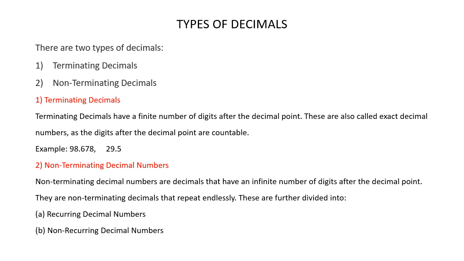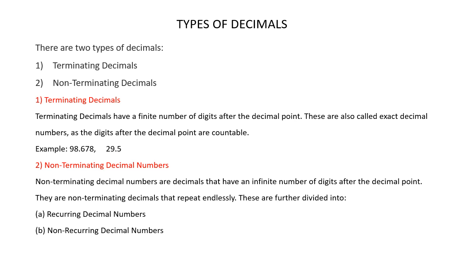Let's learn about the different types of decimals. There are two types of decimals, terminating decimals and non-terminating decimals. What are terminating decimals? Terminating decimals have a finite number of digits after the decimal point. This means that there is a definite number of digits after the decimal point. These are also called exact decimal numbers, as the digits after the decimal point are countable.